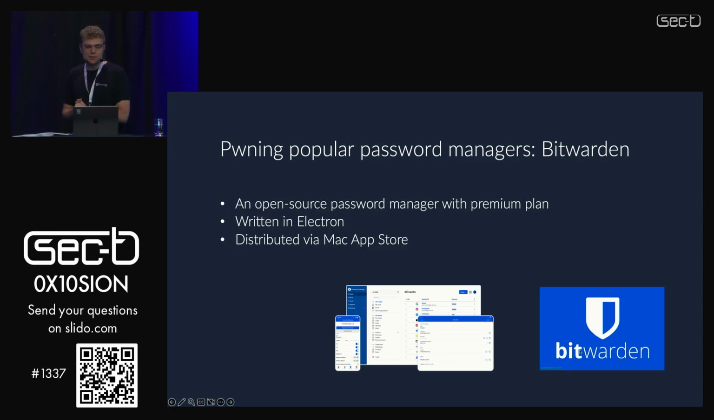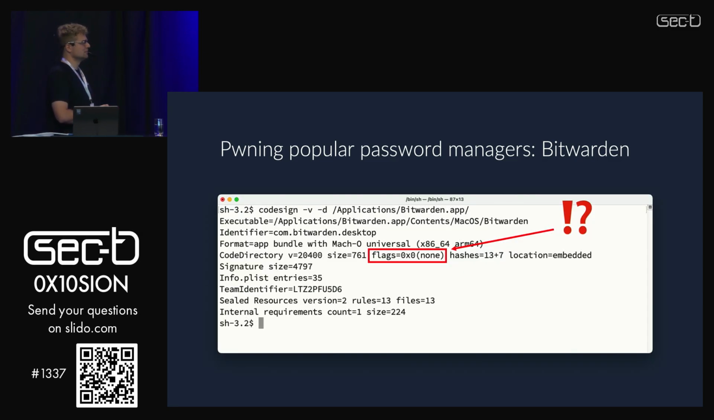So let's take a look at Bitwarden, which is an open source password manager with a premium plan. It's written in Electron and is distributed via the Mac App Store. The first thing we do on macOS when we audit an application is look at its code signature. Flags none, no hardened runtime in the newest version of Bitwarden. But didn't I just tell you that all applications downloaded from the internet must have the hardened runtime? I told you about the notarization, the enforcement, Apple's anti-malware stuff, etc. And here we have a password manager with hardened runtime turned off. How did it happen?